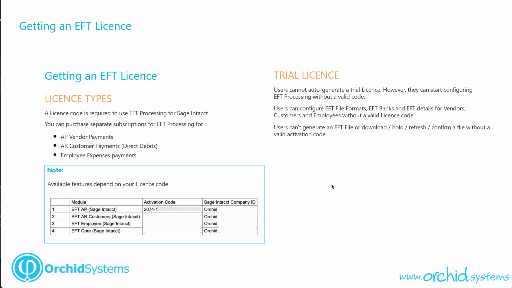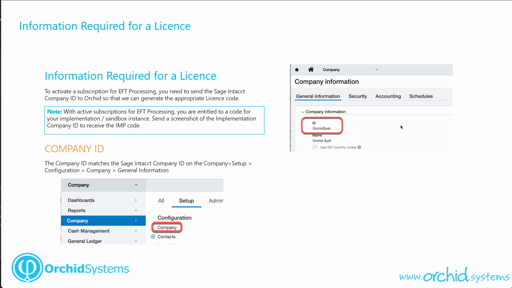You can create a new format, enter the bank details, import the EFT details for vendor, customer, and employees without a valid license code. However, you can't generate the file or download, hold, and refresh without a valid activation code. To get the activation code, you need to send us the Sage Intacct company ID. We can then generate the appropriate license code. So you can get that on the company setup general information and send us the ID.